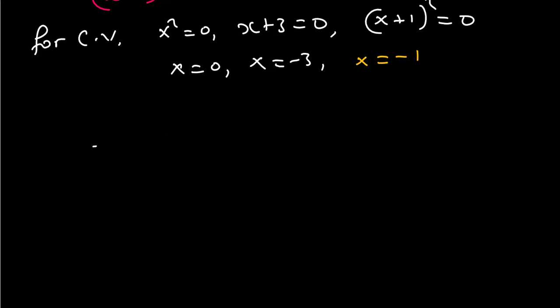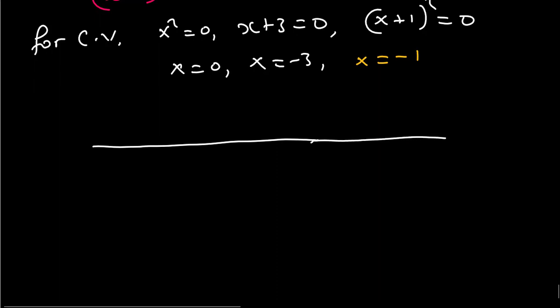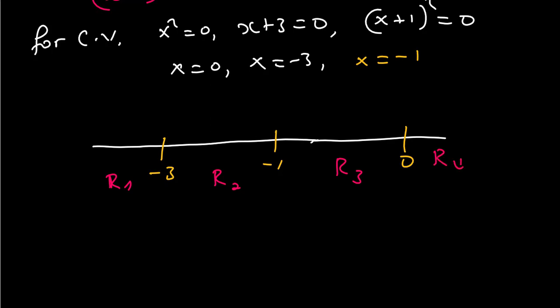I will present all of this on a number line. So this is my real number line. Here is 0. Here I have the point negative 1, and here I have the point negative 3. And so we observe the different regions that we have. Here I have region 1, region 2, region 3, and region 4.